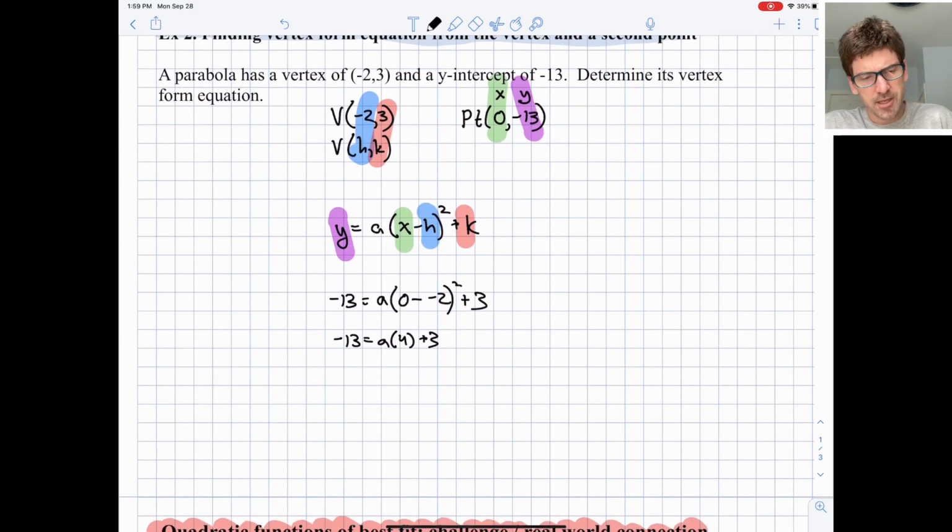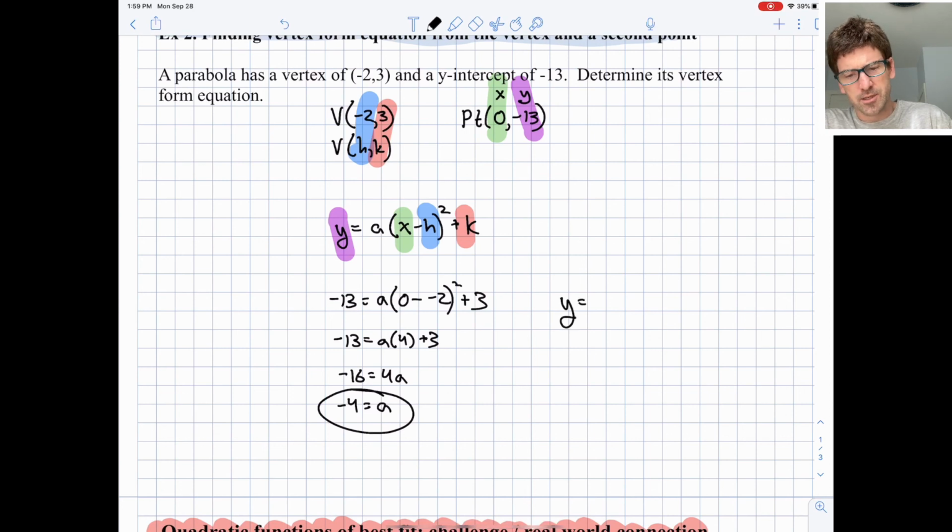Subtract 3 from both sides. I have -16 equals 4a. So it looks like a is going to be -4. So we have all the information we need. We have a, and we have h, and we have k, and we can simply plug it all in.